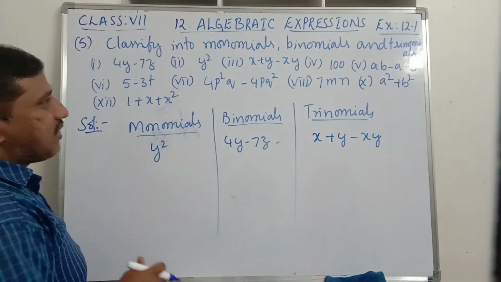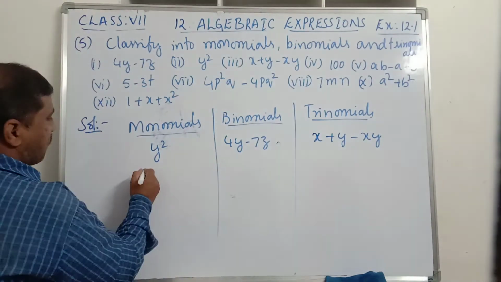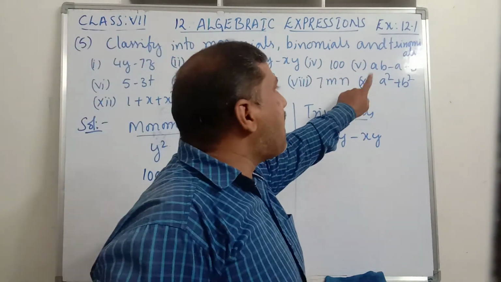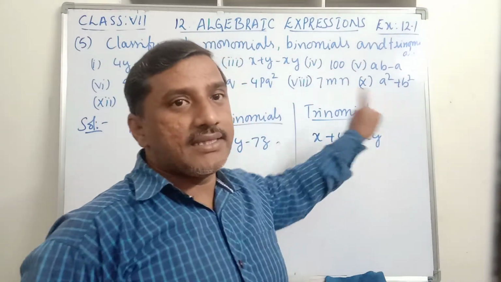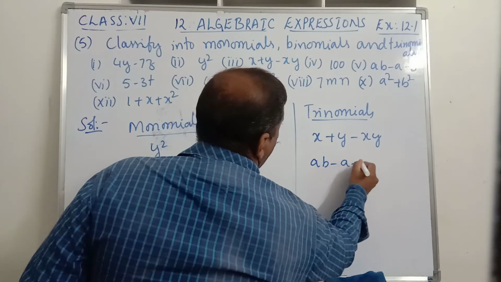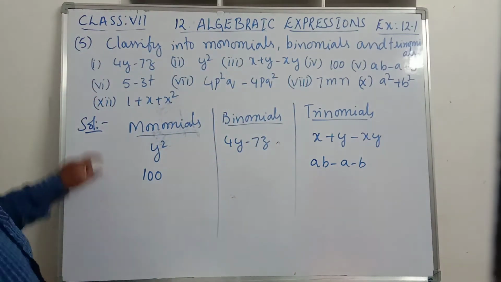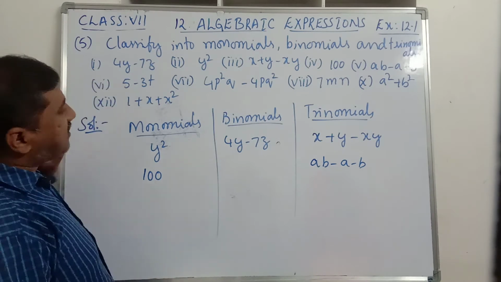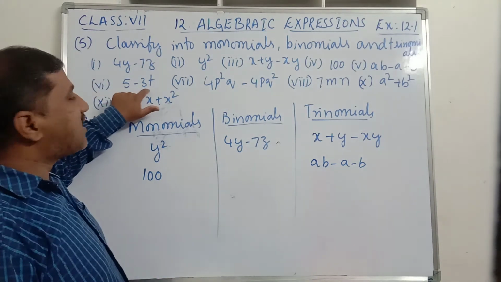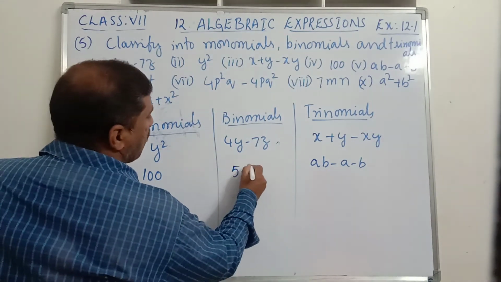Then the fourth question we have here, 100. Only one term is there. Therefore it is a monomial. Then fifth question, ab minus a minus b. 3 terms are there. ab, minus a and minus b. Then sixth question, 5 minus 3t. 5 is one term. Minus 3t is the second term. 2 terms are there. Therefore it is a binomial.